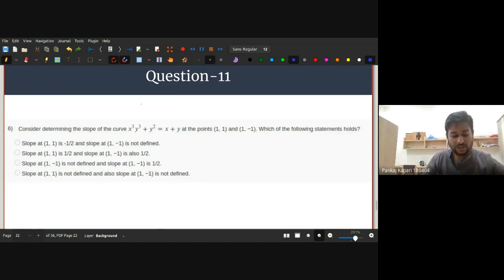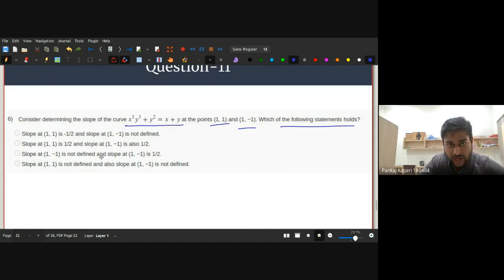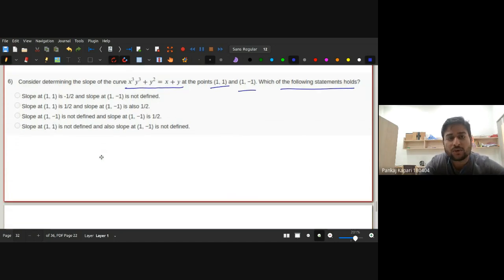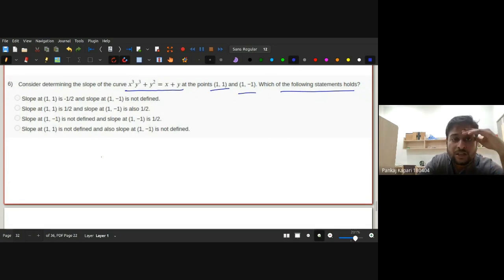Okay, so in this, the last, 11th problem, it says which of the following statements hold. We have to find the slope of the curve at the points 1 comma 1 and 1 comma minus 1, where the curve is given by this equation and the slope is given by y prime, the derivative of y at x comma y. So let's find out the slope.